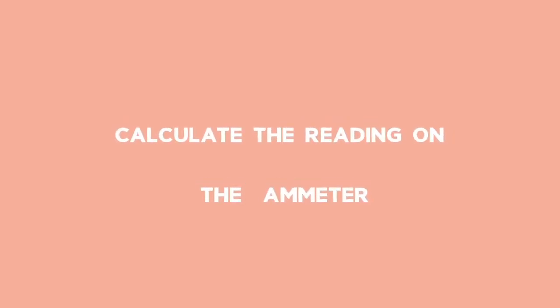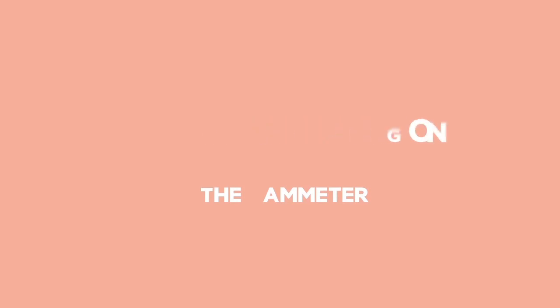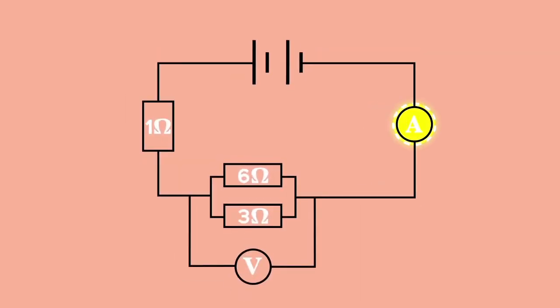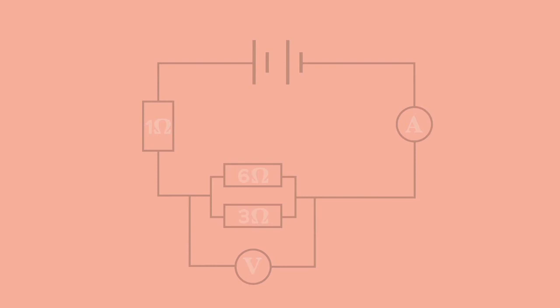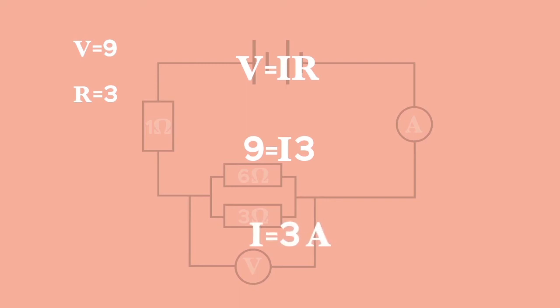The next question asks to calculate the reading on the ammeter. The ammeter is in the series part of the circuit, so we're looking for the total current. Here we need the total potential difference given as 9 volts, and we worked out the total resistance as 3 ohms. Thus, using voltage is equal to current times resistance, we get 9 is equal to 3 times current, so current I is equal to 3 amps.